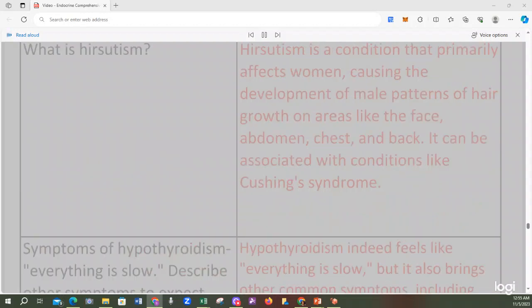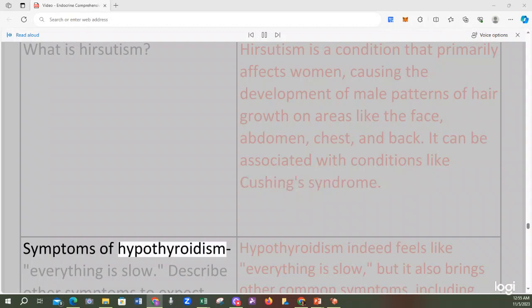What is hirsutism? Hirsutism is a condition that primarily affects women, causing the development of male patterns of hair growth on areas like the face, abdomen, chest, and back. It can be associated with conditions like Cushing's syndrome.